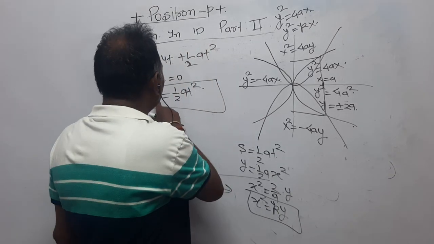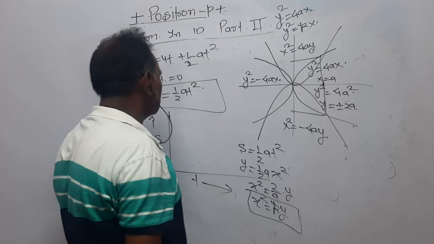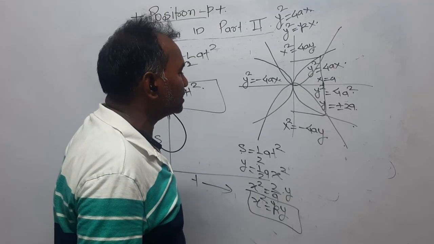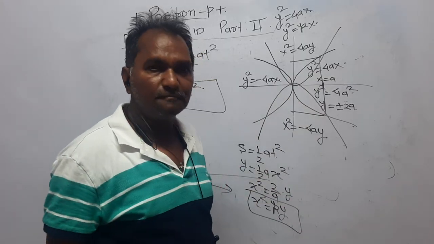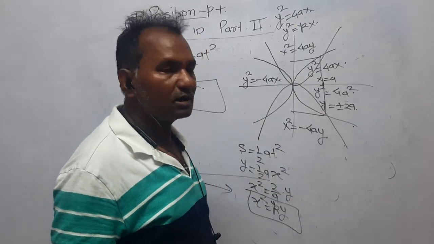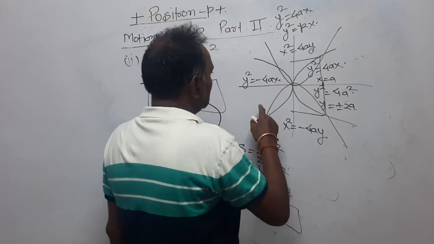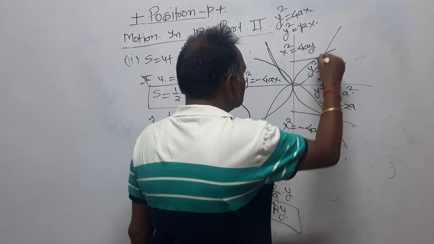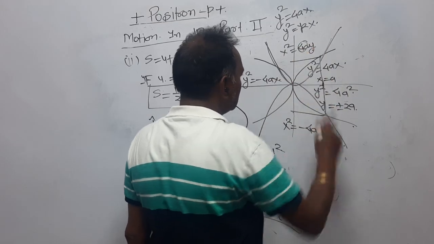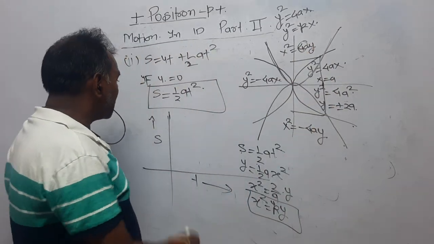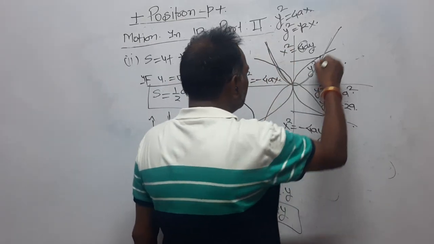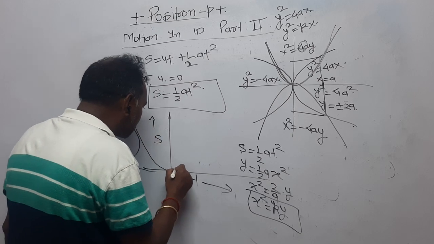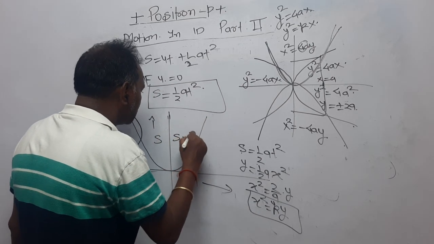So dear student, if we want to plot s equals half a t square, it is similar to the graph x square equals ky. Which graph among all these four resembles x square equals ky? Now watch. This is x square equals 4ay, where 4a is a constant. This is x square equals ky. Means the graph between s and t will be like this. So, I have plotted the graph s equals half a t square.